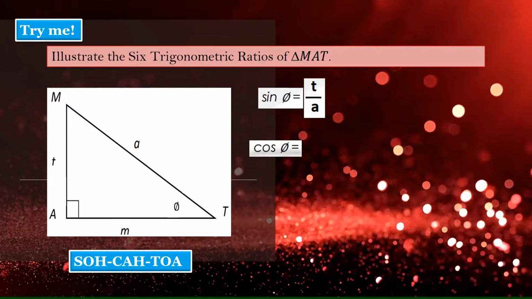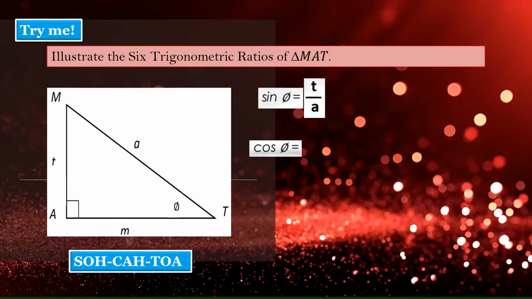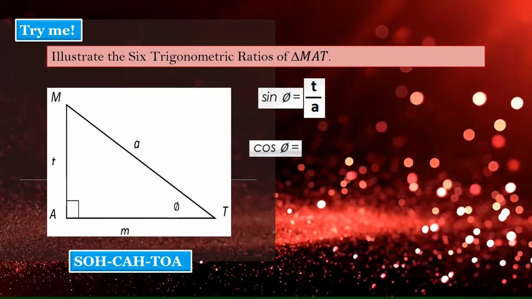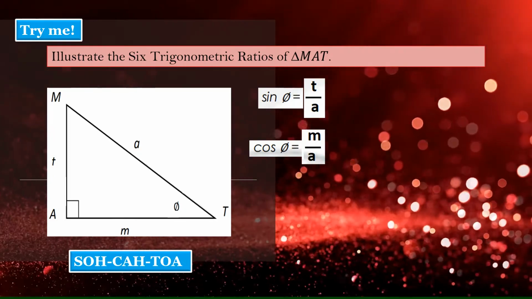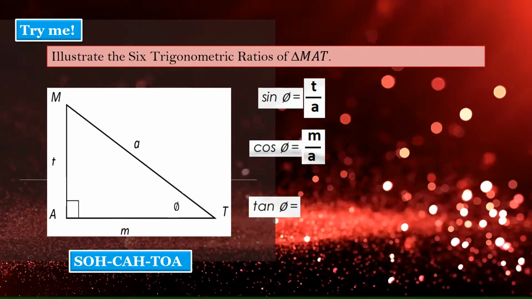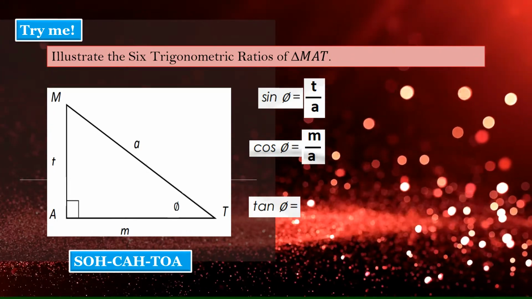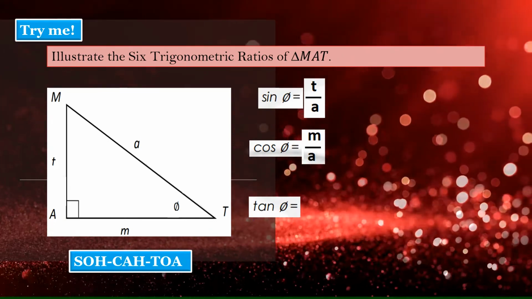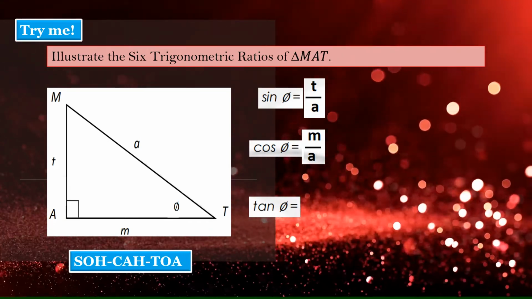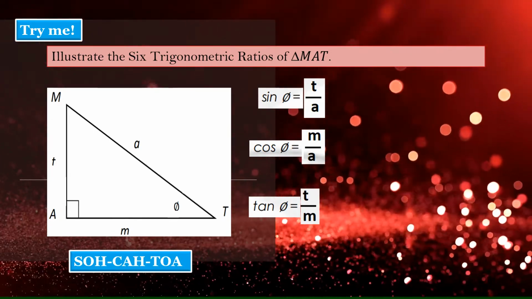Cosine theta is equal to adjacent over hypotenuse. The adjacent of our reference angle is M, and the hypotenuse of our right triangle is A. Therefore, cosine theta is equal to M over A. Tangent theta is equal to opposite over adjacent. The opposite of our reference angle is T, and the adjacent of our reference angle is M. Therefore, tangent theta is equal to T over M.